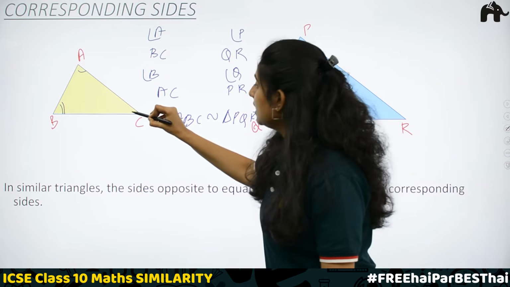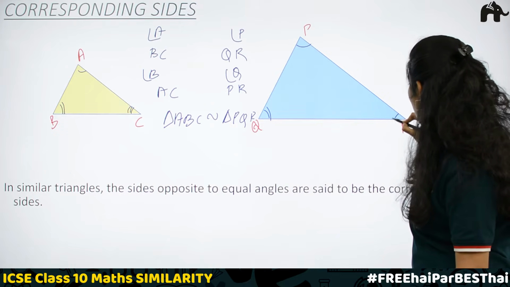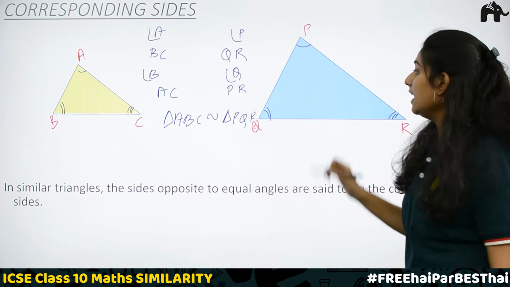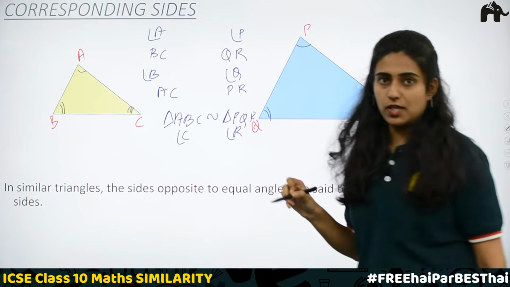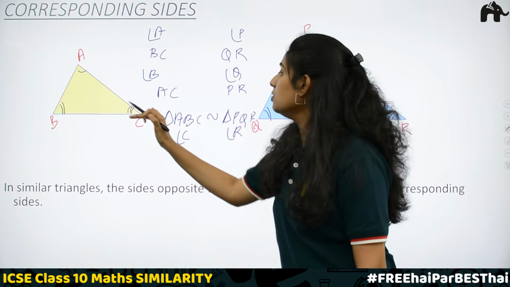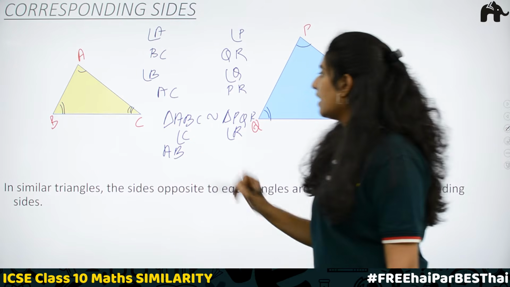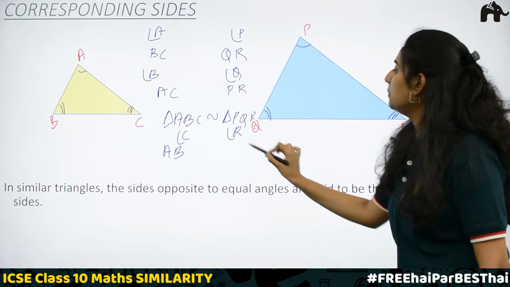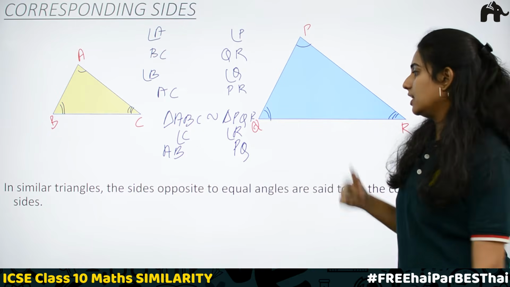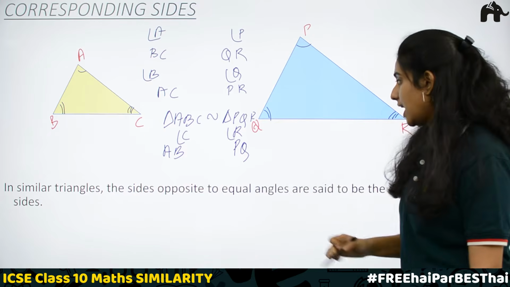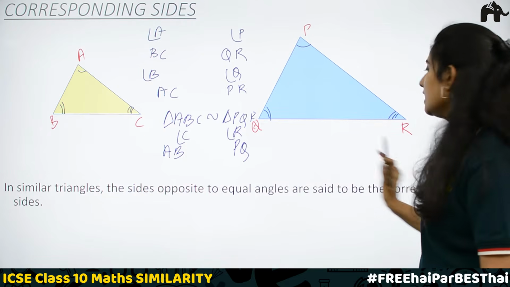Now, when I take the third angle C, here we have the third angle R. We have angle C and angle R equal, and the sides opposite to C and R, here we have AB and here we have PQ. So, AB and PQ are the corresponding sides. In the case of similar triangles, the sides opposite to equal angles are the corresponding sides.